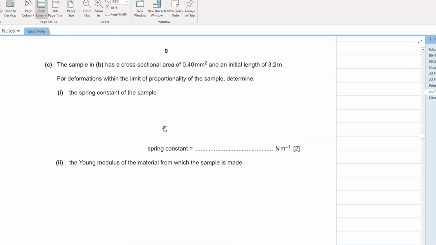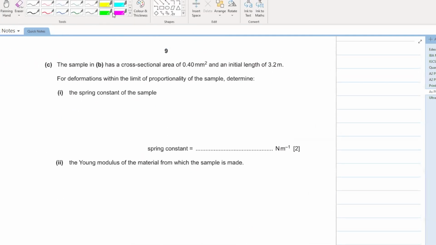The sample in B has a cross-sectional area of 0.4 millimeter square and an initial length of 3.2. Perfect. For deformations within the limit of proportionality of the sample, determine the spring constant. Okay. We have to determine the spring constant. किस तरह determine कर सकते हैं spring constant?